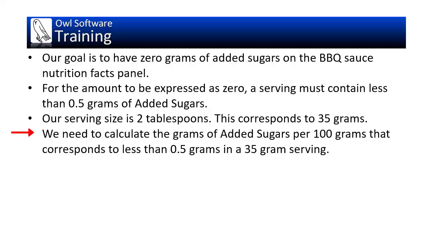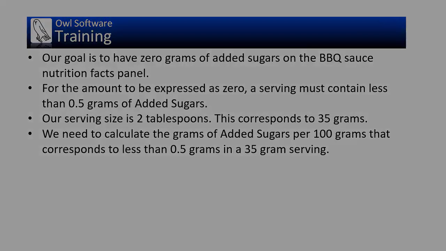We need to calculate the grams of added sugars per 100 grams. That corresponds to less than 0.5 grams in a 35-gram serving. Let's do the calculation.